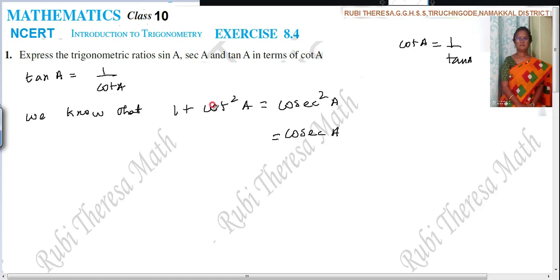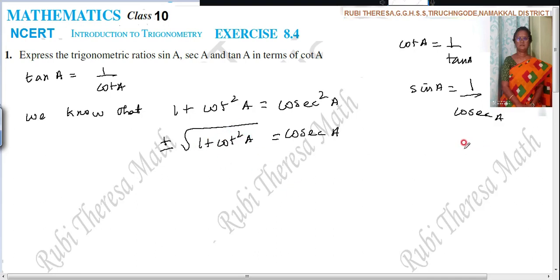Understand? Why I have chosen this? Because they have asked sin A, isn't it? So sin A is nothing but 1 by cosecant A. You should know why I have chosen this identity. And also they have asked in terms of cot. So cosecant A is nothing but plus or minus root of 1 plus cot squared A.